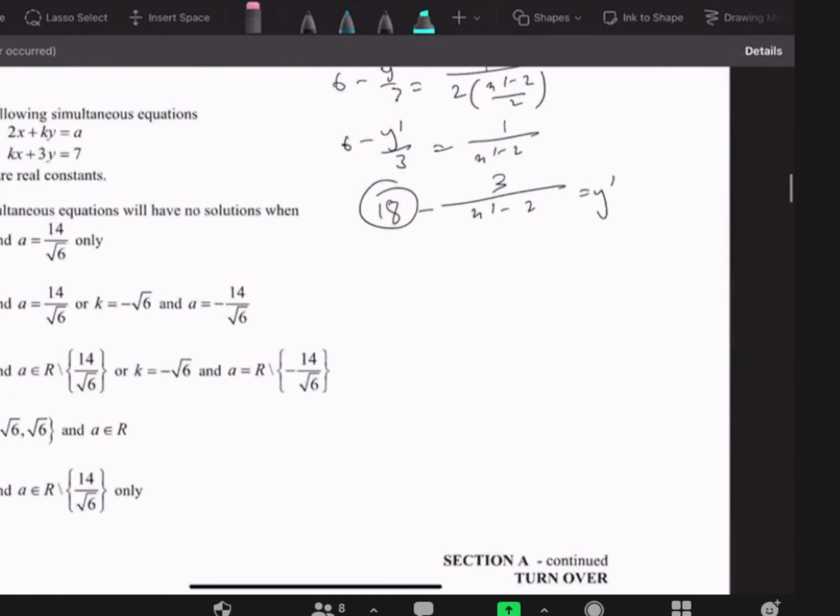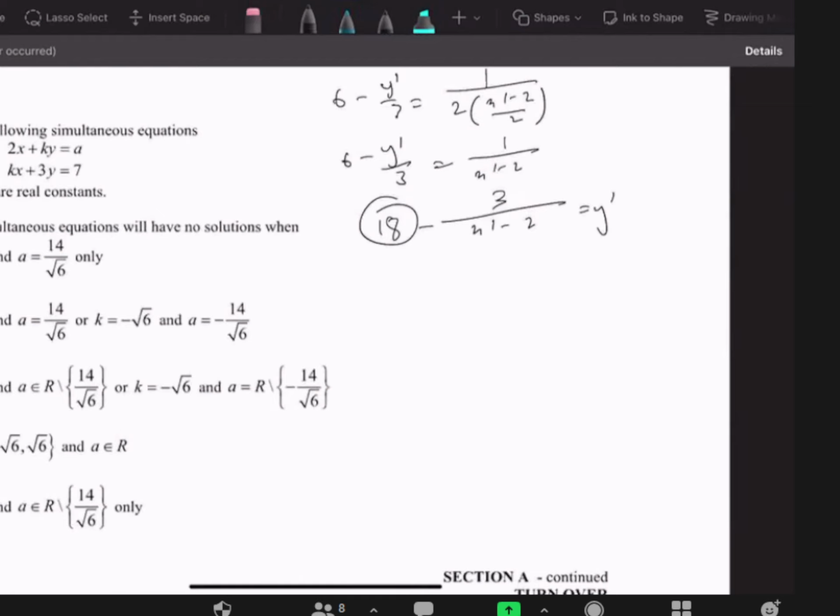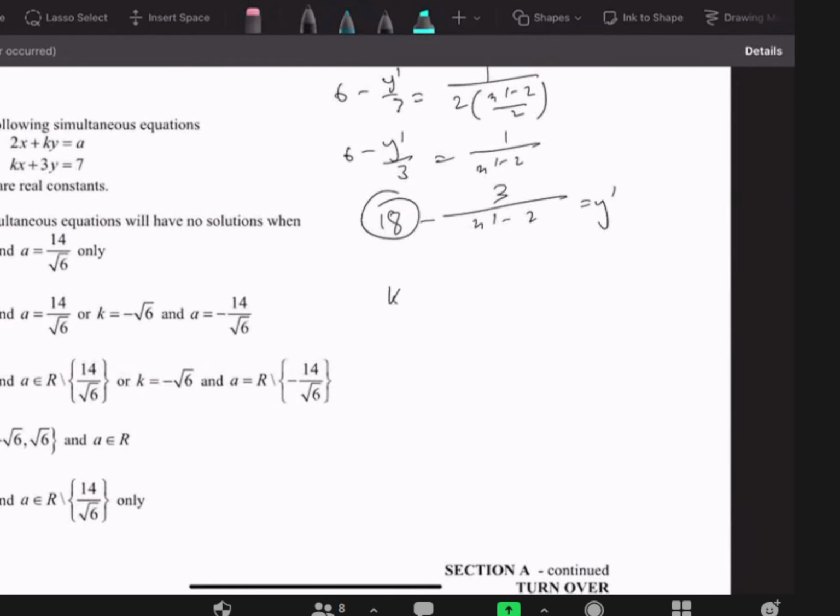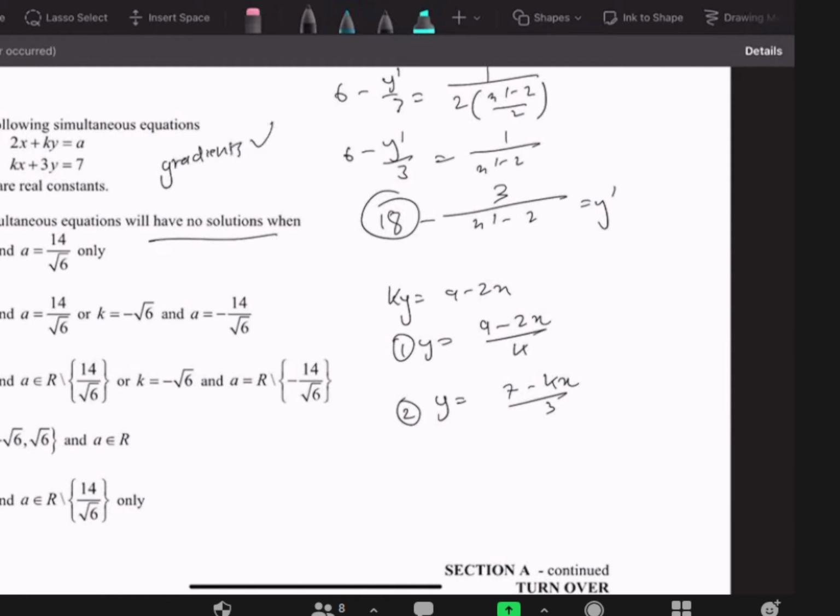So next question is simultaneous equations. So for this one, you just write it as a linear equation. So ky is a minus 2x, y is a minus 2x on k. So that's the first one. And then the other one is y equals 7 minus kx on 3 is the second one. So if they have no solutions, that means the gradients are equal, but the c value, or like the y-intercept, I guess, y-intercept is not equal.